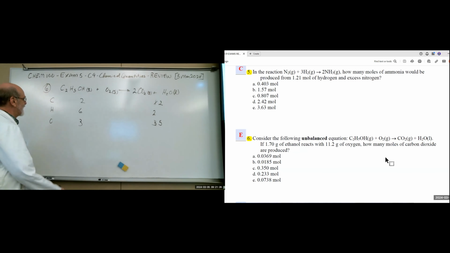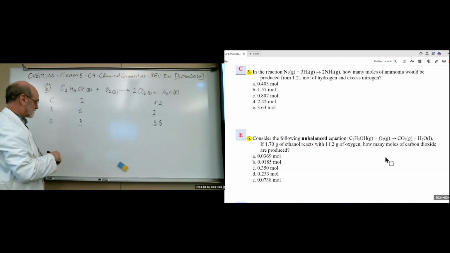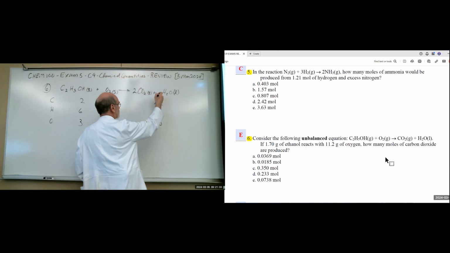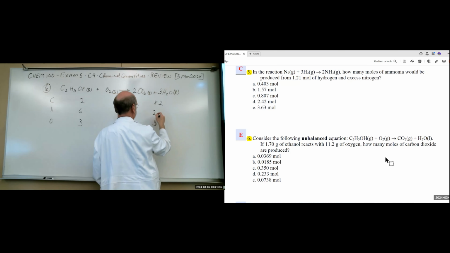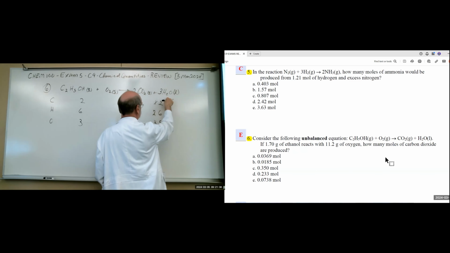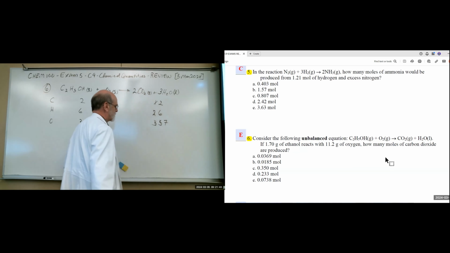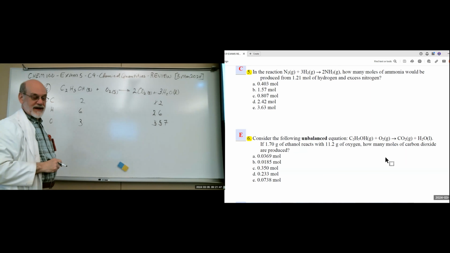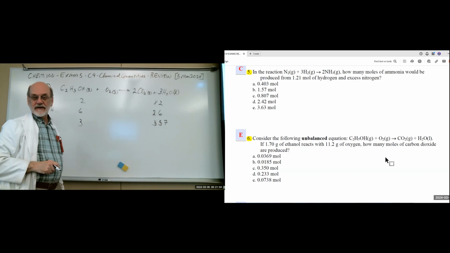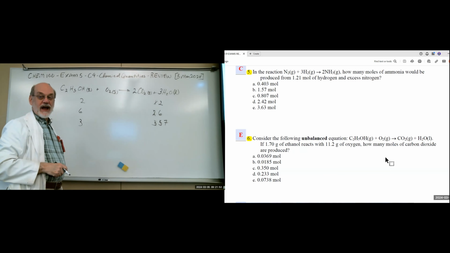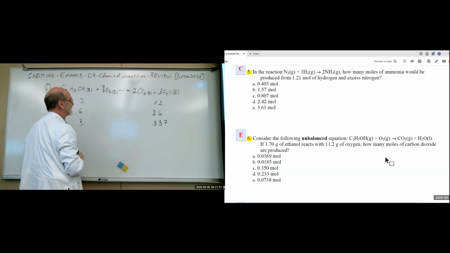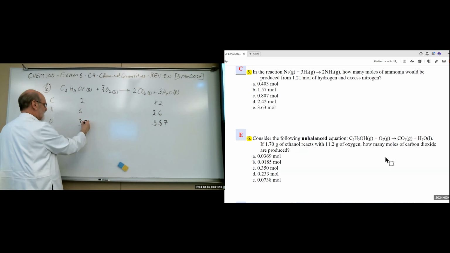Okay. Now we balance the hydrogens. We need 6 hydrogens on that side, which means 3. 3 times 2 is 6. And then 3 more oxygens plus 4 is 7. Okay. Carbon and hydrogen are balanced. Now we need to do oxygen. How do you get 7 out of a diatomic molecule? Use a fraction. Okay. And that will give us 7.